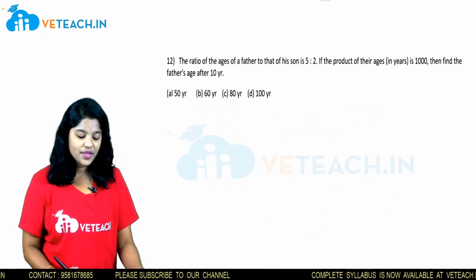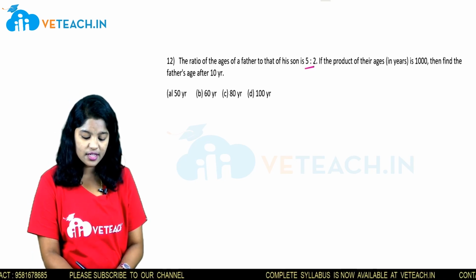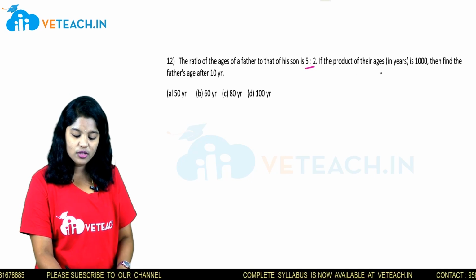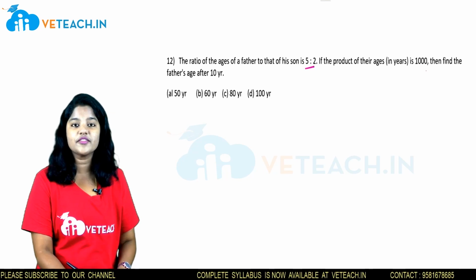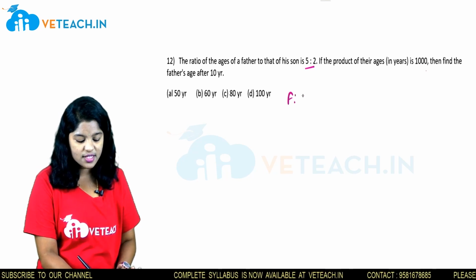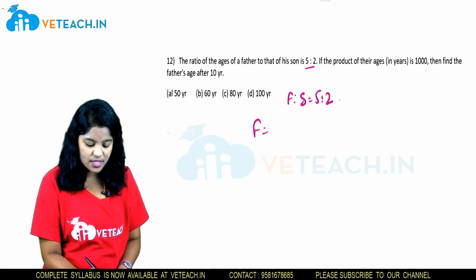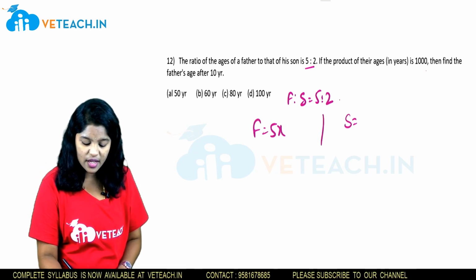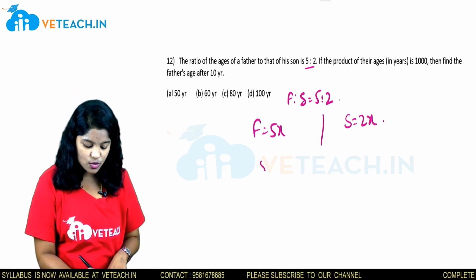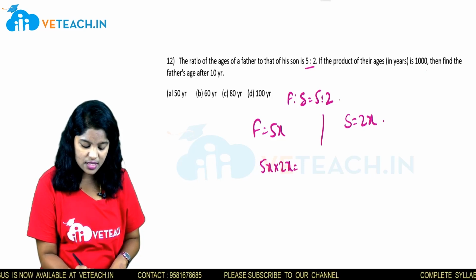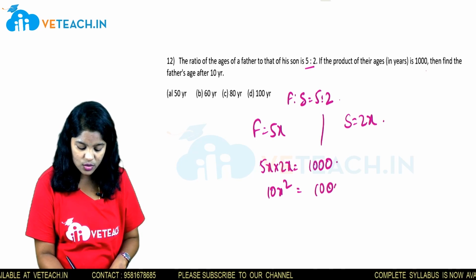See the next question. The ratio of ages of a father to that of a son is 5:2. If the product of the ages in years is 1000, then find the age of father after 10 years. So here father's age to son's age is 5:2. So let the father's age be 5x and son's age be 2x. The product of their ages should be equal to 1000. So 5x into 2x is equal to 1000, that is 10x square is equal to 1000.